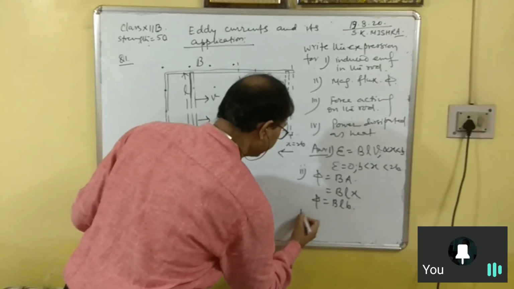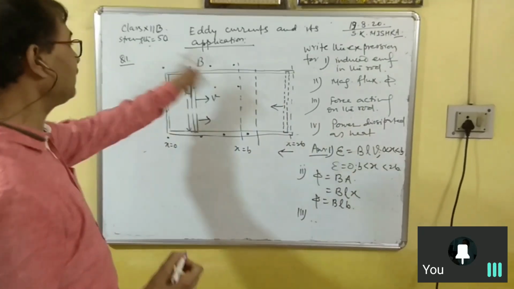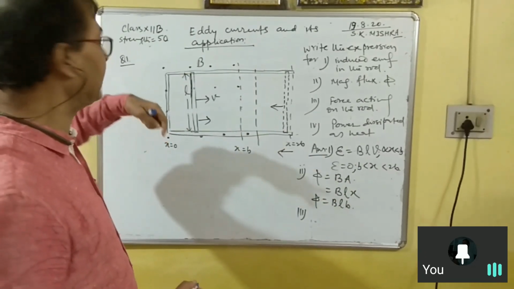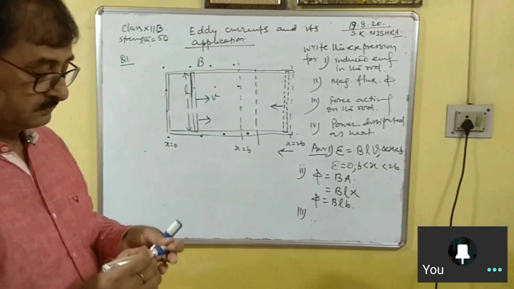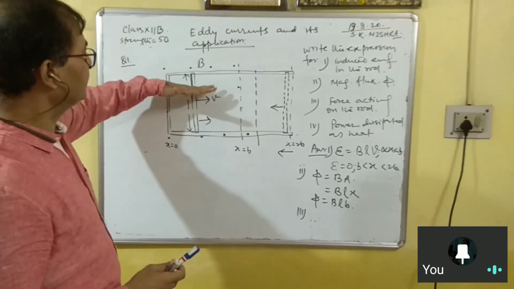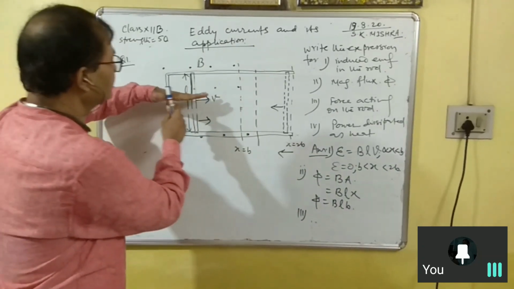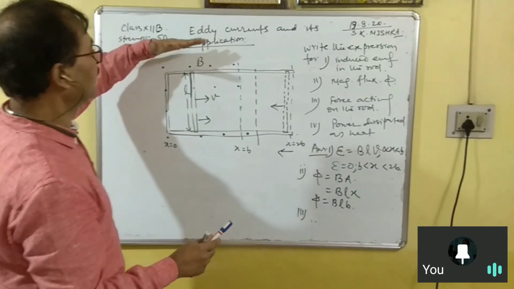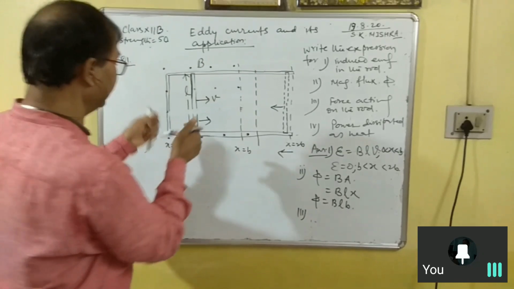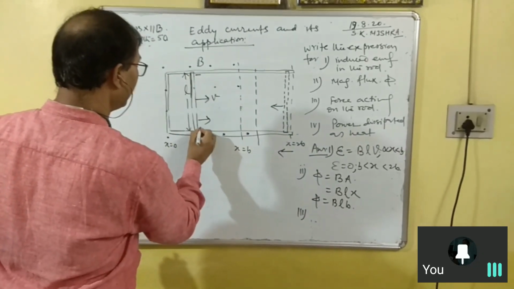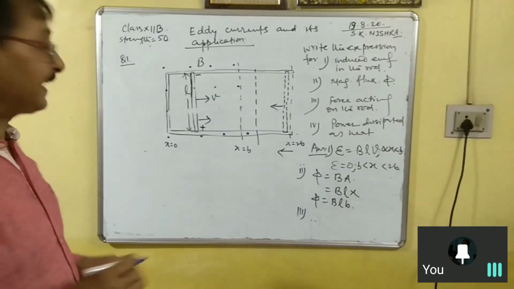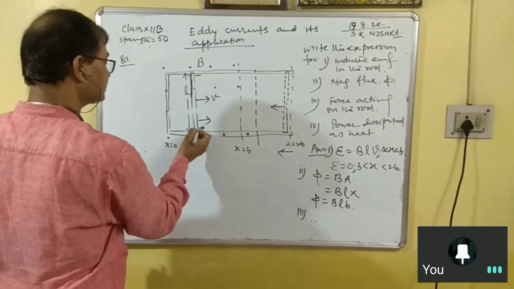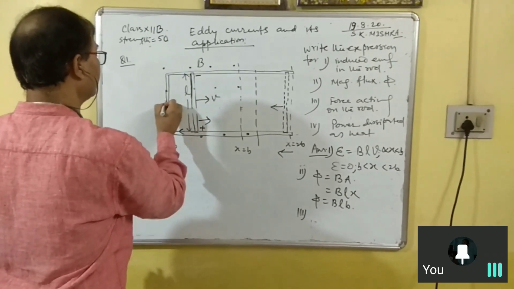Some current will flow in the rod. Can you tell me which end of the rod will be at negative potential and which end at positive potential? The magnetic field is along this direction and the velocity is along this direction, so the electrons of this rod will experience force along this direction. So this end of the rod will be negative and this end will be positive. Current will flow along this direction, from positive to negative.